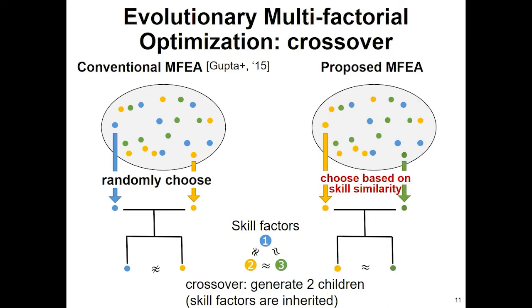On the other hand, the proposed methods select parents based on scale similarity. Scale similarity is objective similarity. Solutions with similar scale factors are frequently paired to apply crossover. On the other hand, solutions with dissimilar objective factors are rarely paired as parents. We expect that this similarity-based parent selection enhances the multifactorial optimization.